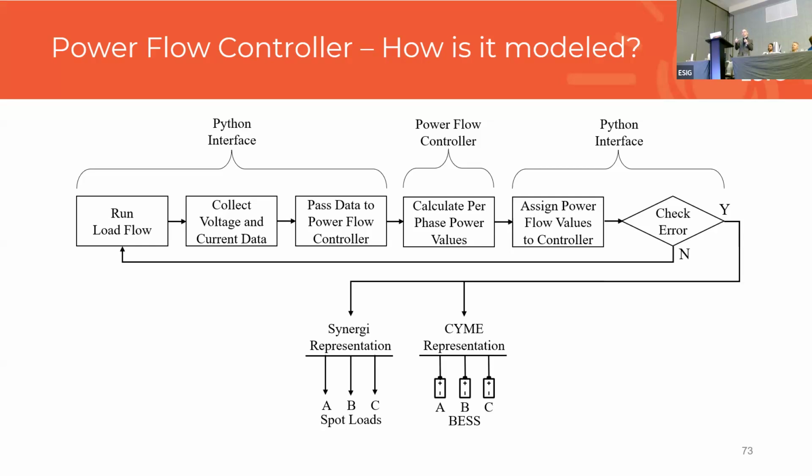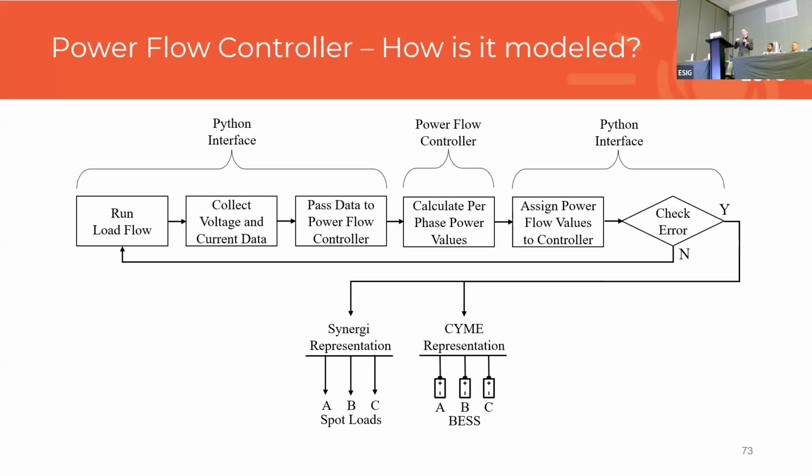Those P and Q values that the manufacturer controller outputs get passed back to our Python interface and get assigned to a representation. Now, the representation changes depending on the software. In SIME, we use the battery energy storage system, the BESS block. That's because it gives us a Python device control script hook that's a little bit more convenient and runs on every single iteration. That's pretty helpful. But it works just as well in Synergy. It's just implemented slightly differently.